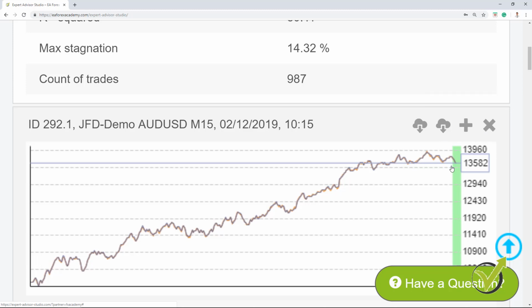Okay, it could be that it is a normal drawdown in the equity line, just what we are having here, what we have on many places, but I don't want to take this risk.